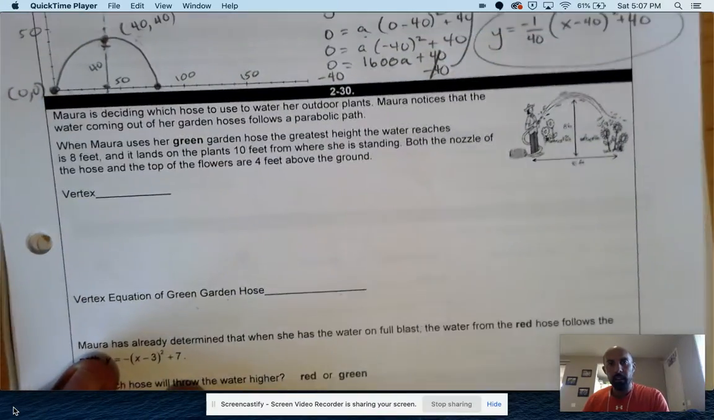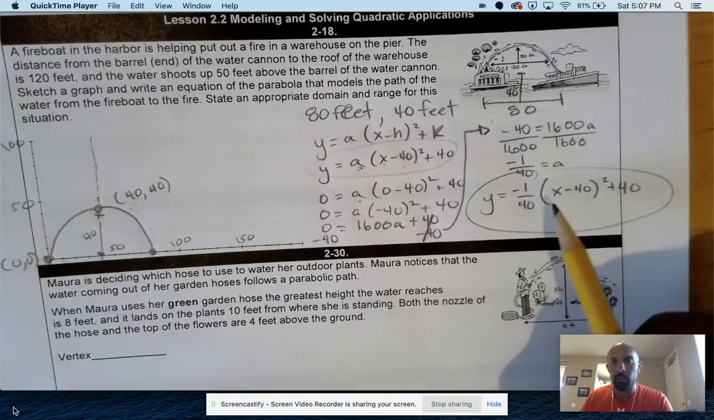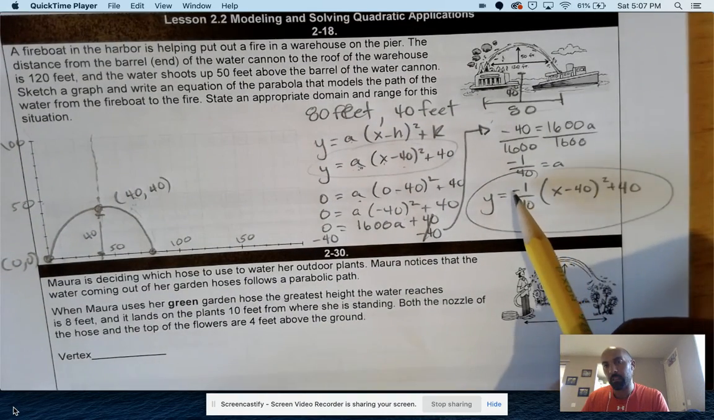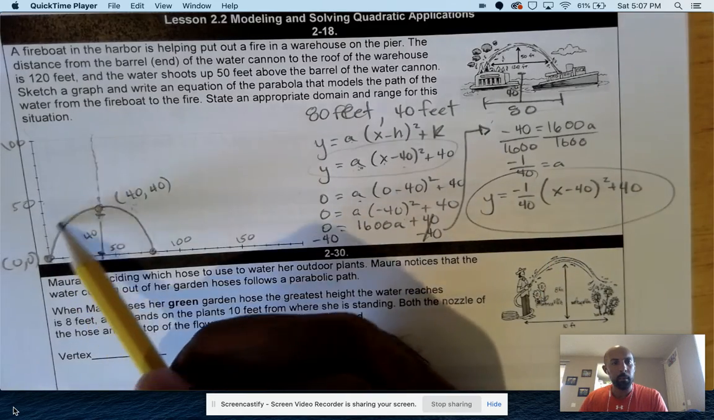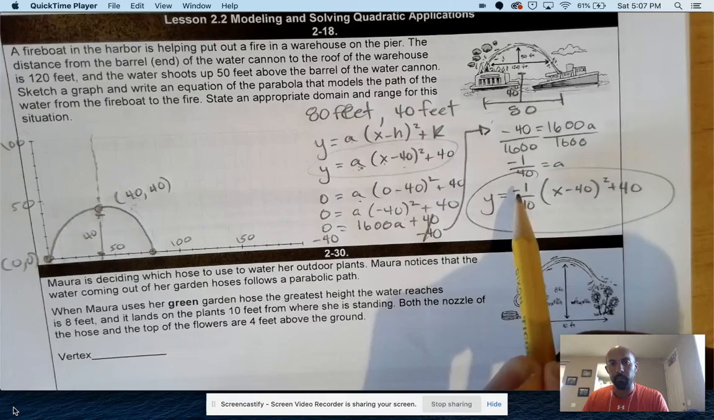Okay, so now, oh yeah, one thing I forgot to mention too is that this equation kind of makes sense that we got a negative value here, because if you think about it, this is a parabola that's flipped upside down. It's pointing down, so we should end up with a negative there.